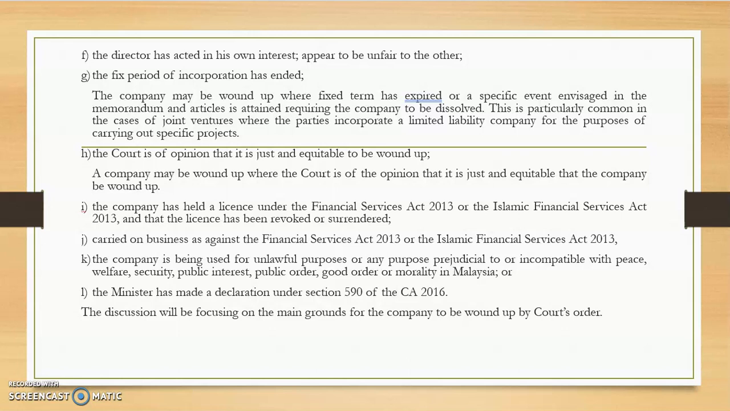What is Section 590? Section 590 involves investigation of the affairs of a company at the discretion of the minister. So those are the grounds under Section 465 for winding up of a company by the court.